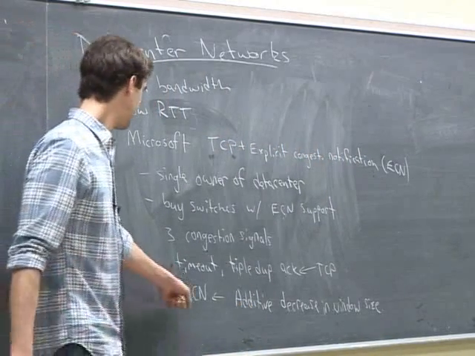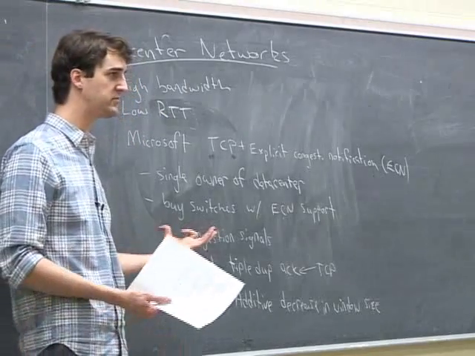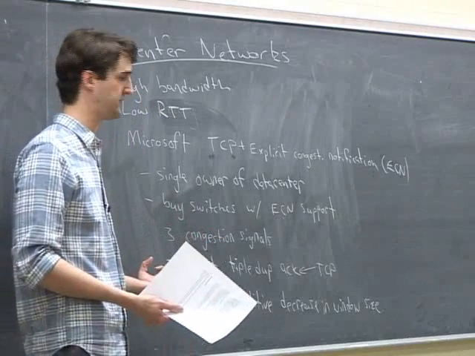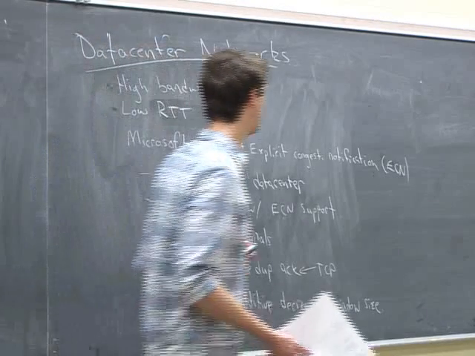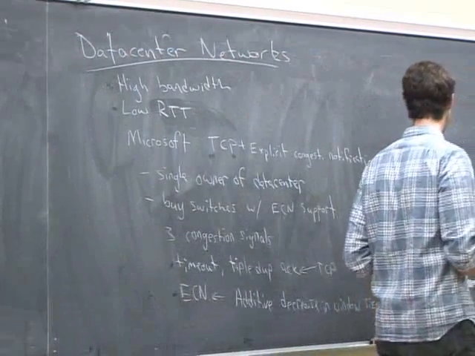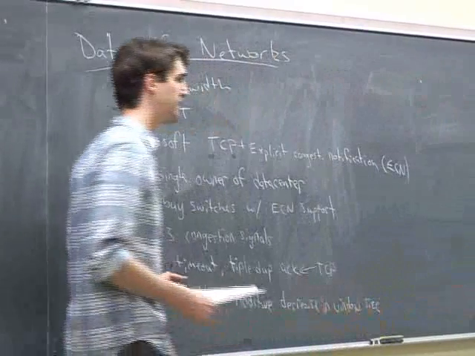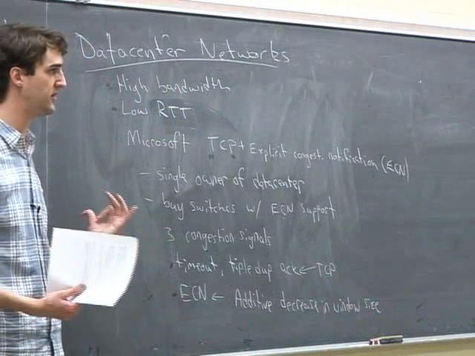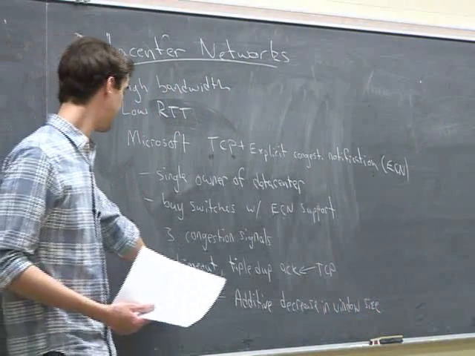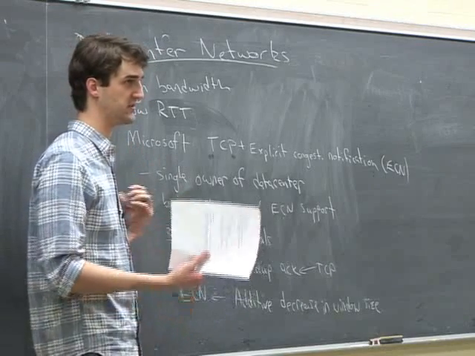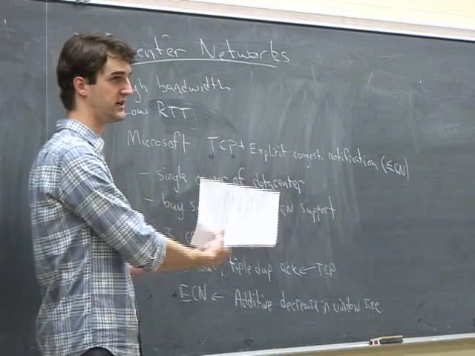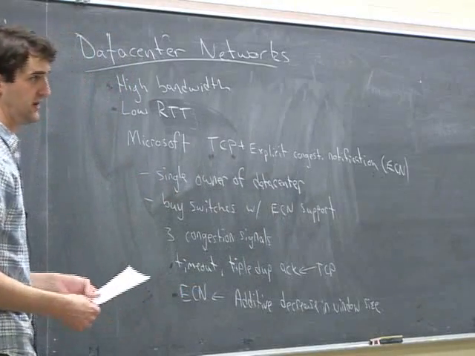All right, and because we have this ECN, we can keep the buffers very small. We can keep them at a very low level. If you recall the incast problem I just talked about, since the average buffer size is very small, incast is not a problem because we can handle this sudden burst of traffic.